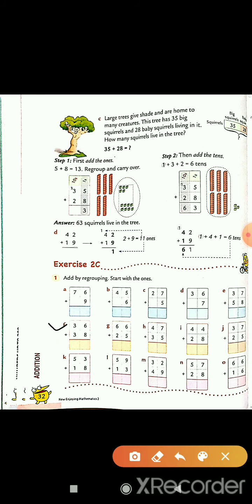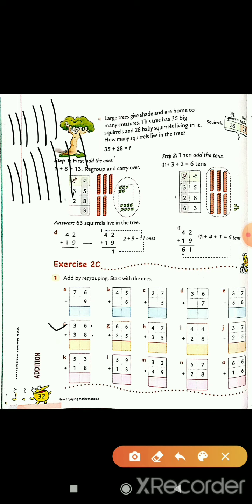Next, F. 36 plus 38. At the place of ones, 6 and 8 are there. So add them. 1, 2, 3, 4, 5, 6. 1, 2, 3, 4, 5, 6, 7, 8. 8 is the bigger number. What comes after 8? 9, 10, 11, 12, 13 and 14. So write 4 here and 1 will be carried to the tens column.